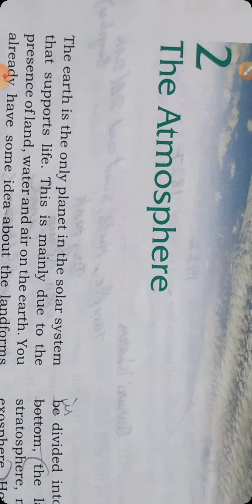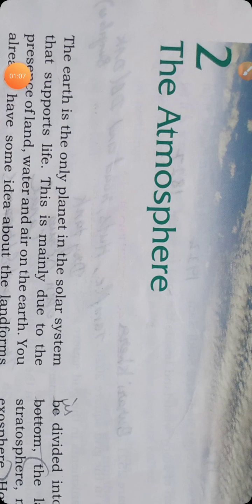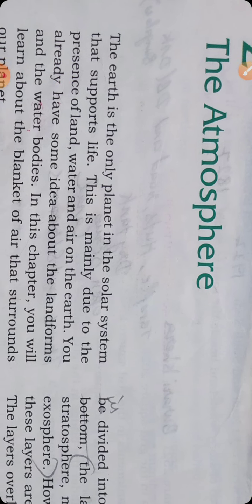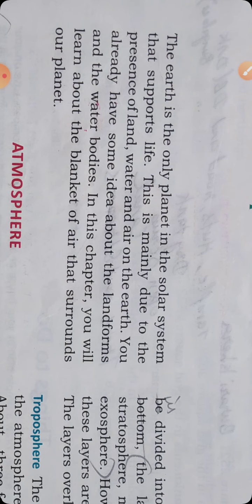Now, our second chapter of today, the atmosphere. Dear students, you are well familiar with what atmosphere is. Atmosphere means what is surrounding us. Let us see the chapter, we'll understand it chapter-wise. I'll go through the chapter, I'll read the chapter. You put your finger and be with me.